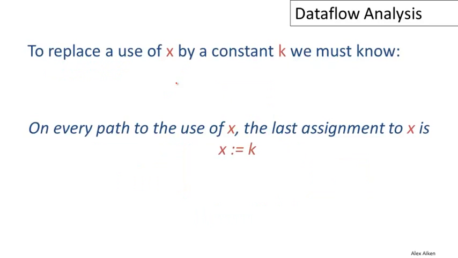Now, for constant propagation, it turns out there is a simple criterion. To replace a use of x by a constant k, we have to know the following fact: on every path to the use of x, the last assignment to x is equal to k. So every single path that goes to x, and this makes sense, I think, intuitively, we must have assigned the constant to x along that path, and that must in fact be the last assignment to x on each path.